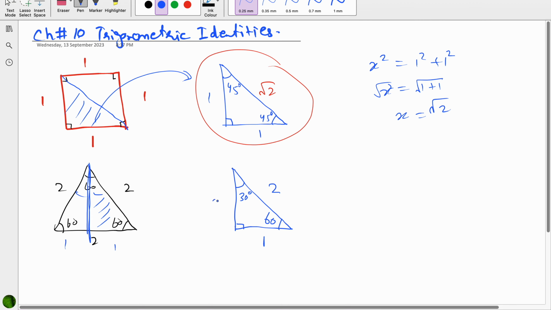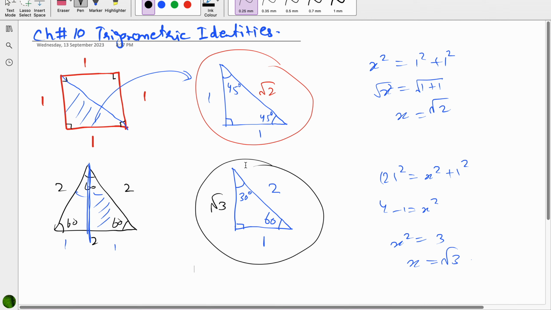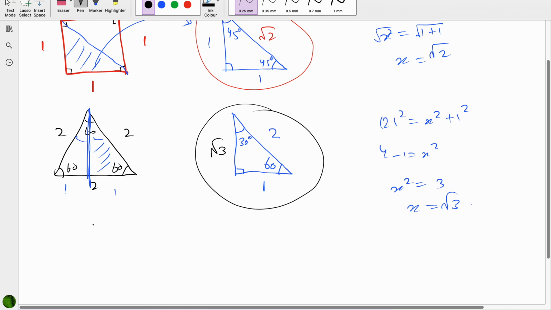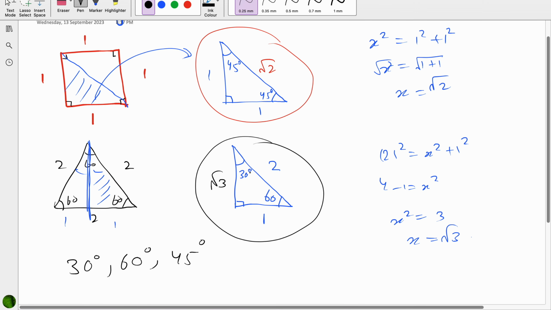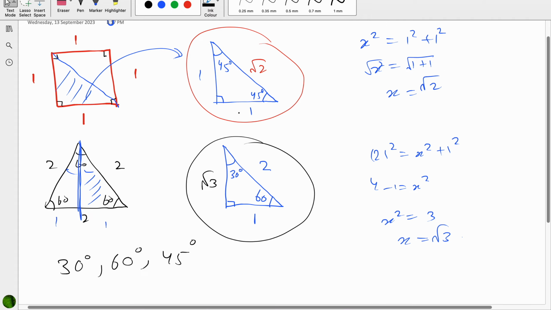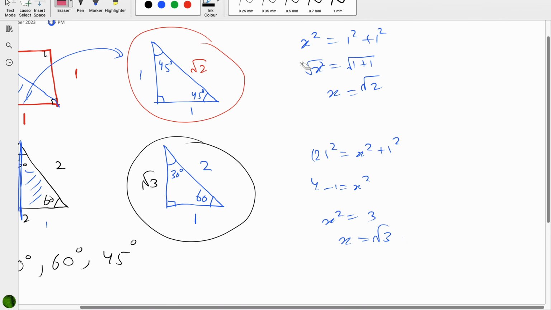Now 2 and 1, using Pythagoras theorem I'm going to find this x. So 2 squared is equals to x square plus 1 square. 2 square is 4, minus 1 equals x square. X square is equals to 3 and x is equals to square root 3. So we can now replace this x with square root 3. Now these are the two triangles we need to memorize for us to give the exact values of 30 degrees, 60 degrees and 45 degrees. So this is 30, this is 60, this is 45. Let us clear this space so we can see them all in one page.